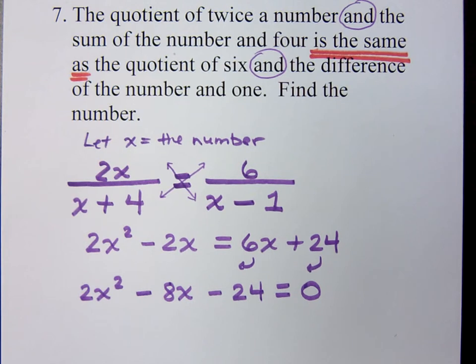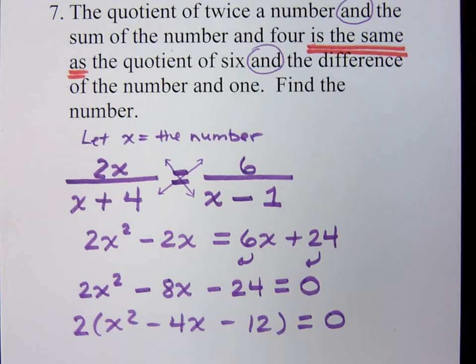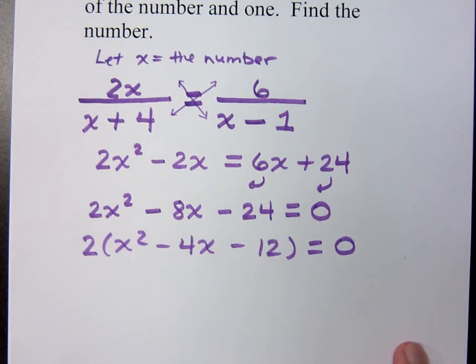So how am I going to factor 2x squared minus 8x minus 24? There's a common factor, 2. Yeah. So if I take out the common factor of 2, I've got x squared minus 4x minus 12. All right, now I've got to finish factoring that guy. How does it factor?